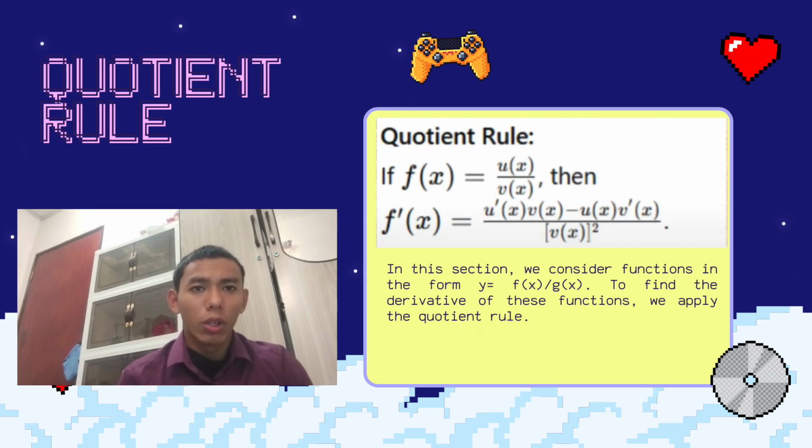Third, we have the quotient rule. In this section, we consider functions in the form of y equals f(x) over g(x). To find the derivative of this function, we must apply the quotient rule.